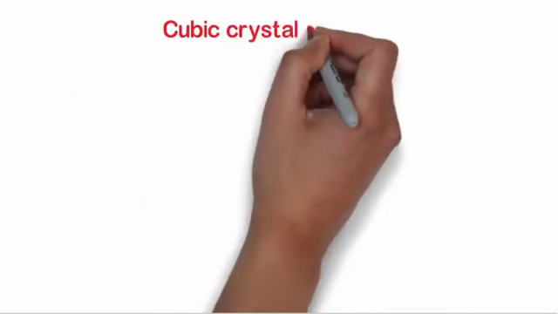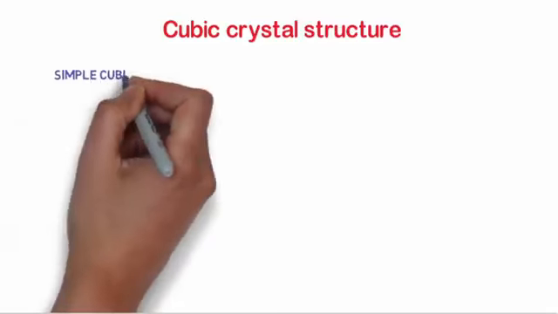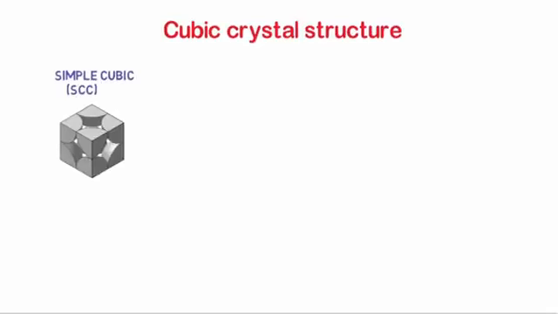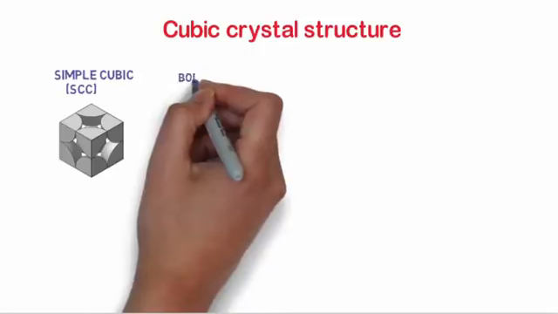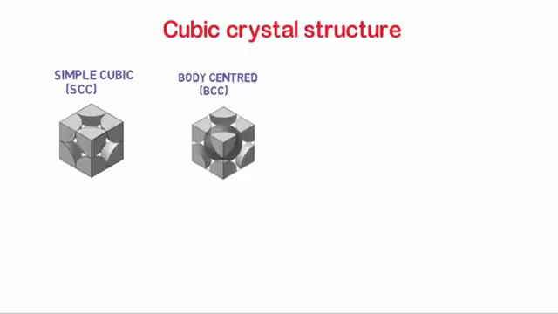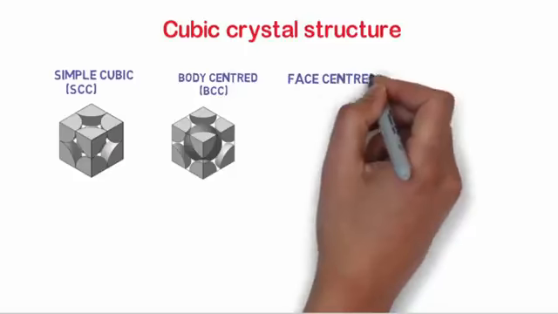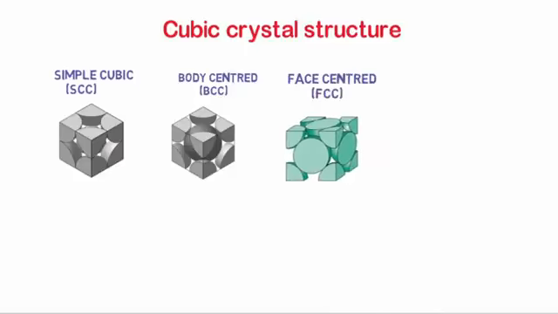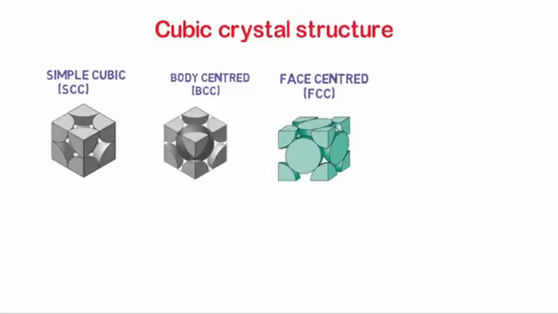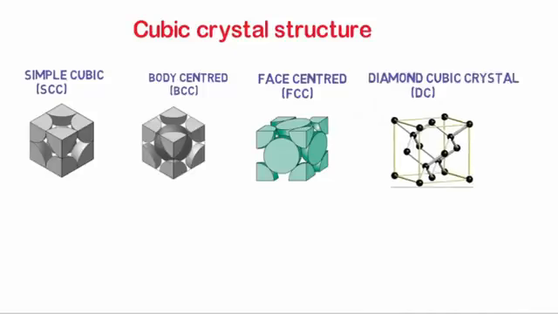Now let's see different cubic crystal structures. There are 4 cubic crystal structures where atoms are at the 8 corners of the unit cell. Body-centered cubic, where atoms are at the corners of the unit cell and 1 atom at the body center of the unit cell. Face-centered cubic, in which atoms are placed at 6 face centers of the unit cell and also at 8 corners of the unit cell. And the diamond cubic crystal structure, which consists of 2 interpenetrating FCC arrangements of atoms.